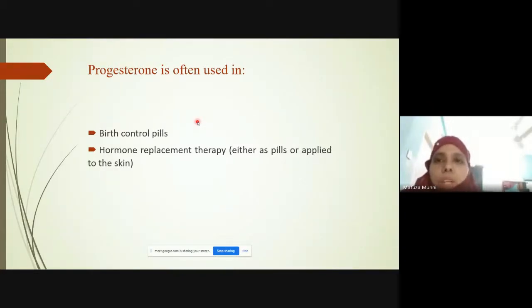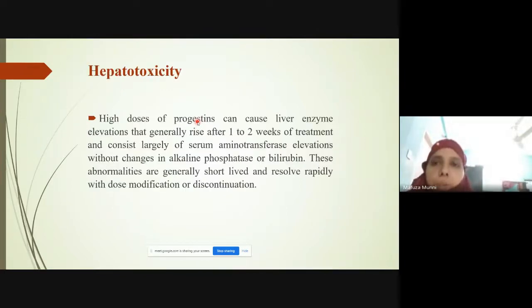Progesterone is often used in birth control pills and hormone replacement therapy. Sometimes it causes hepatotoxicity. High doses of progesterone can cause liver enzyme elevations that generally rise after 1 to 2 weeks of treatment and consist largely of serum aminotransferase elevations without changes in alkaline phosphatase or bilirubin. These abnormalities are generally short-lived and resolve rapidly with dose modification and discontinuation.